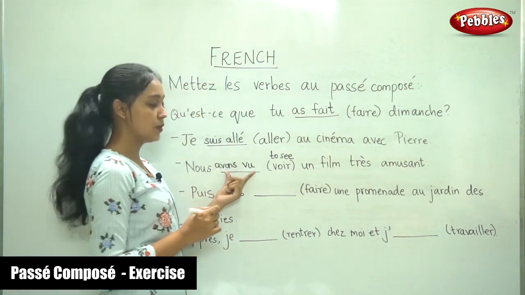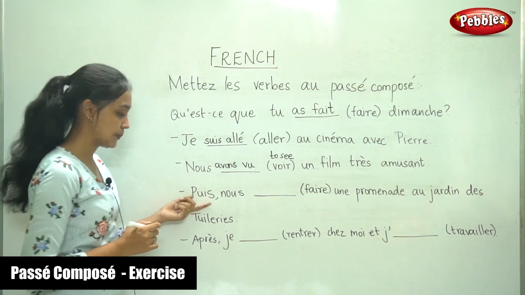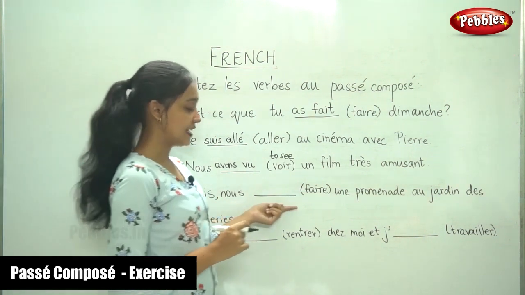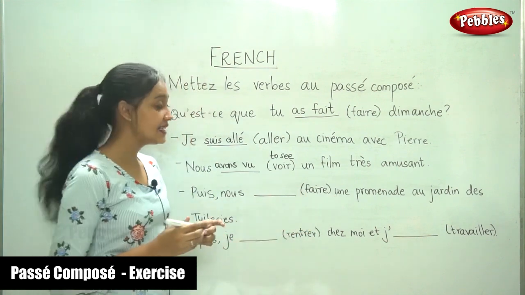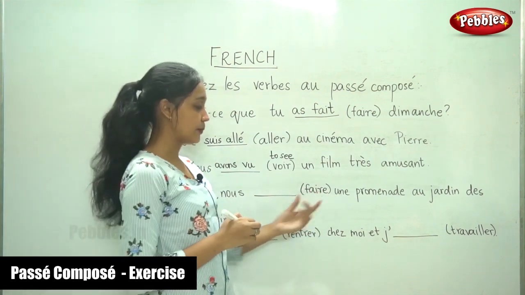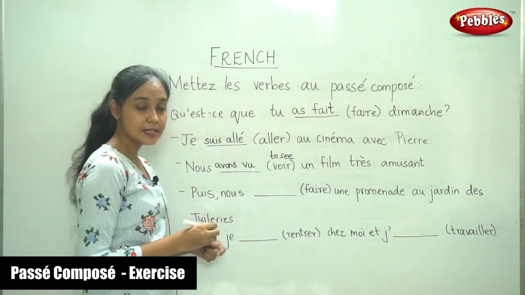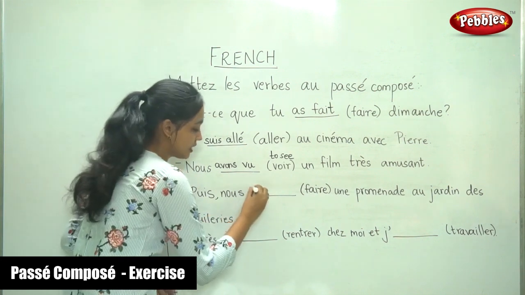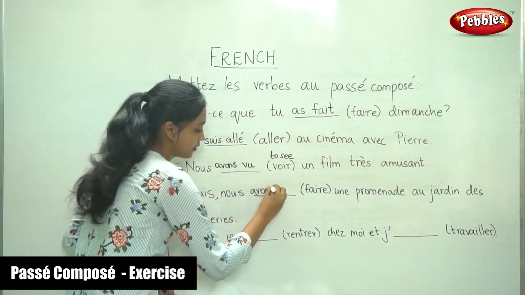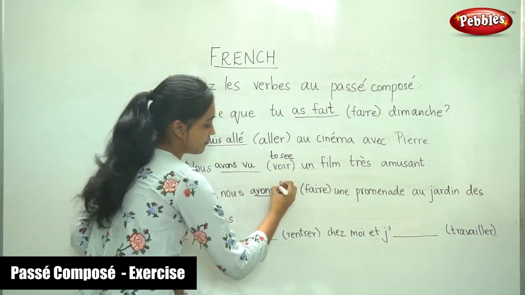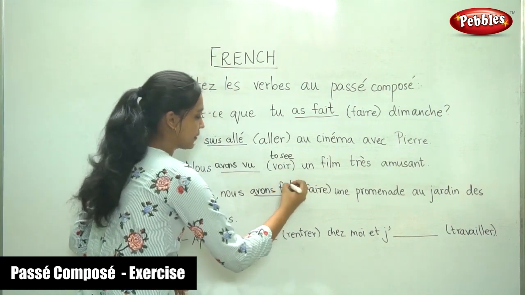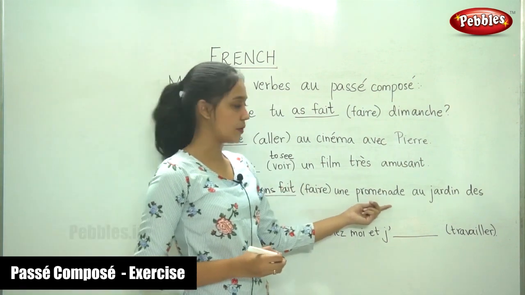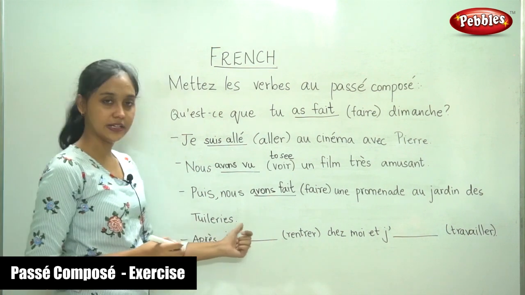So this is how we write the passé composé. Then the next sentence. Puis nous dash. The verb here again is faire. Faire. So we know that faire takes the avoir as the auxiliary. So for nous it is nous avons. And the past participle of faire is fait. Nous avons fait une promenade au jardin des Tuileries.